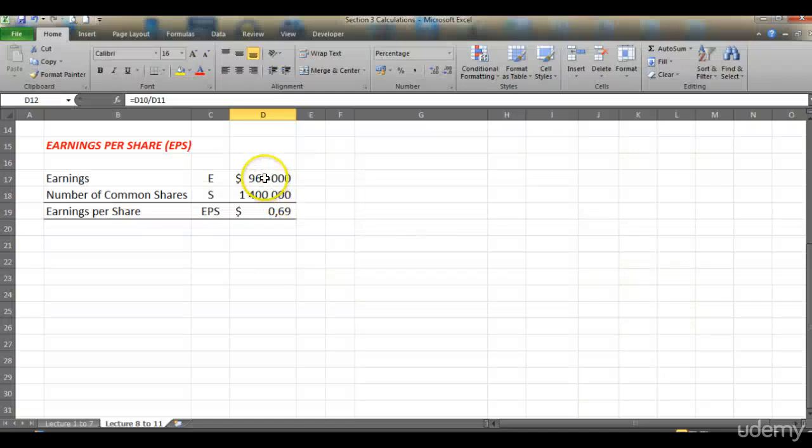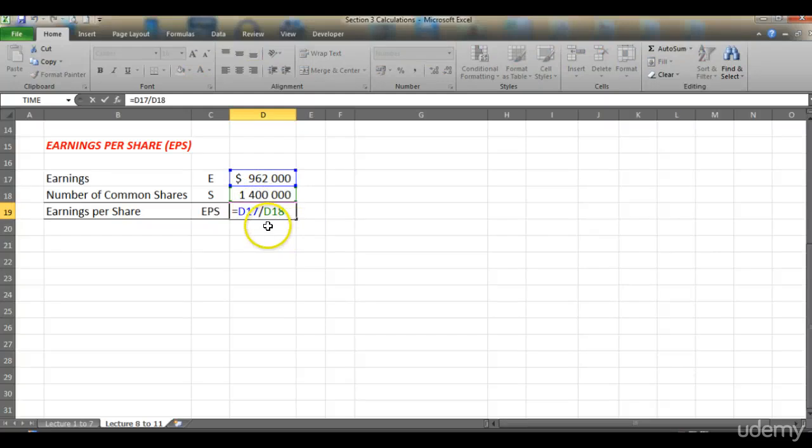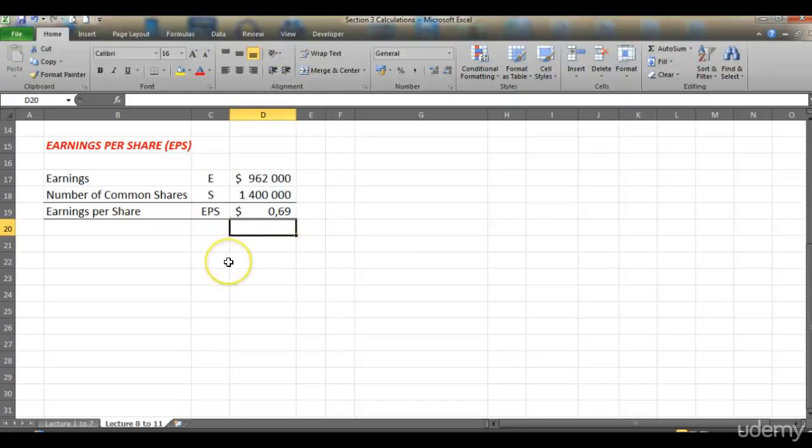On a spreadsheet, enter the value of earnings, the number of common shares, and here is the formula: earnings divided by the number of common shares. And here the result is 69 cents earnings per share.